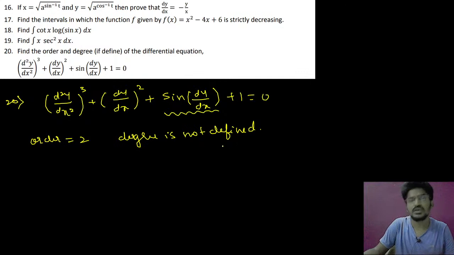Why? Because sin of dy by dx is a series of differentiation of the sine function. That will come in your engineering or higher level mathematics, where you can learn it. Here let us not waste time on it. So that's why the degree is not defined, but the order is 2.